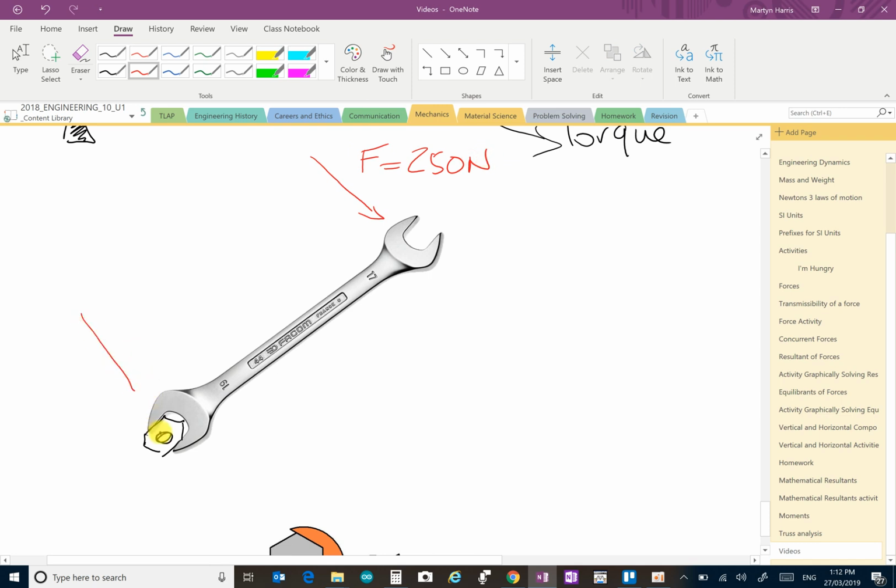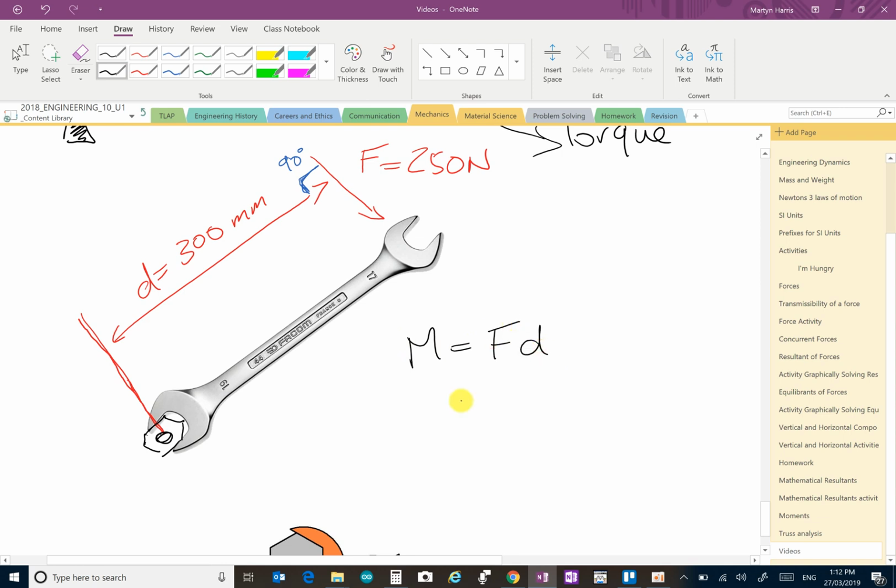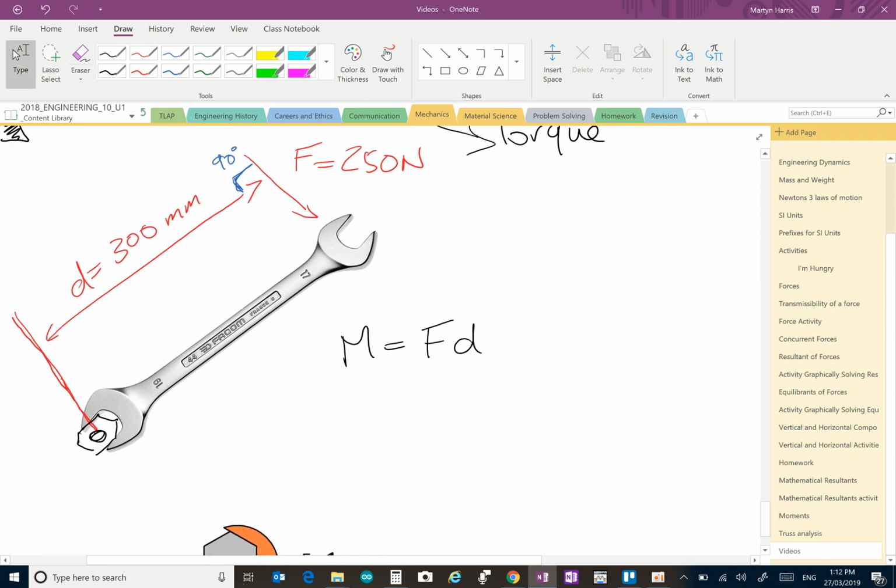We also have, from the point of rotation, which is right in the middle of the bolt, right to here, a distance. Now that distance in this case I'm going to make 300 millimeters, and it is at right angles, or 90 degrees, to the force, which is really important. Now we can use our formula, which is moment equals force times perpendicular distance. Before we do that, we need to convert things back to their SI unit. Now we know here that millimeters is not the distance SI unit, it's meters.